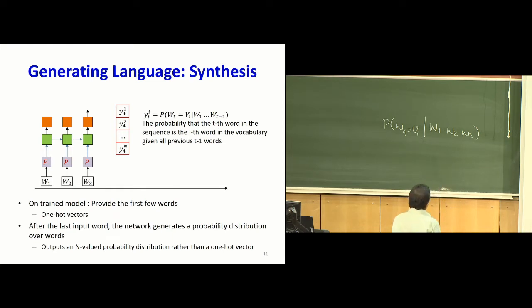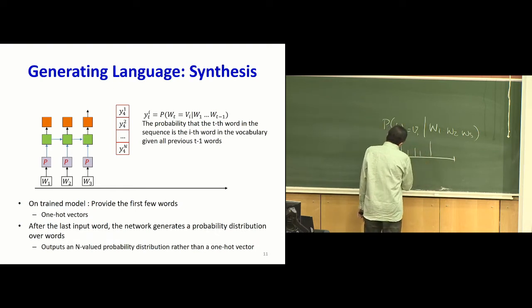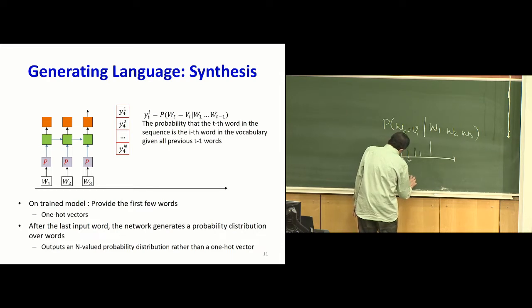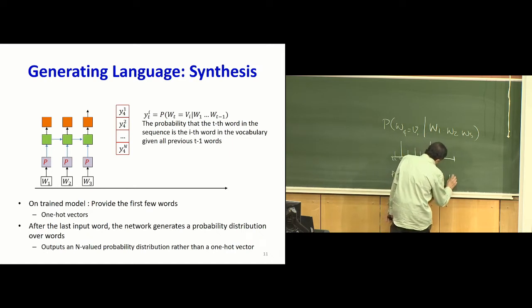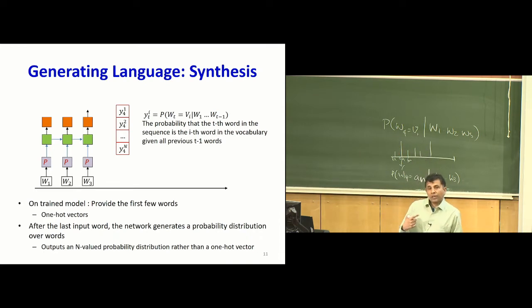So if your vocabulary consisted of V words, you would actually get a V length vector, and each component of the V length vector is going to be the probability of a specific word. So if your vocabulary is say A and say B and so on, the second entry over here would be the probability that W4 equals B given W1 through W3. So at each time, you are computing the probability of the next word given all the words that have previously occurred.